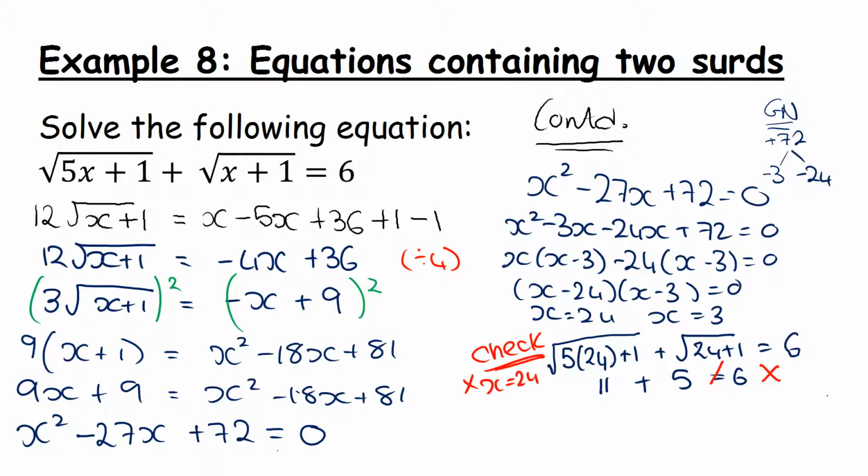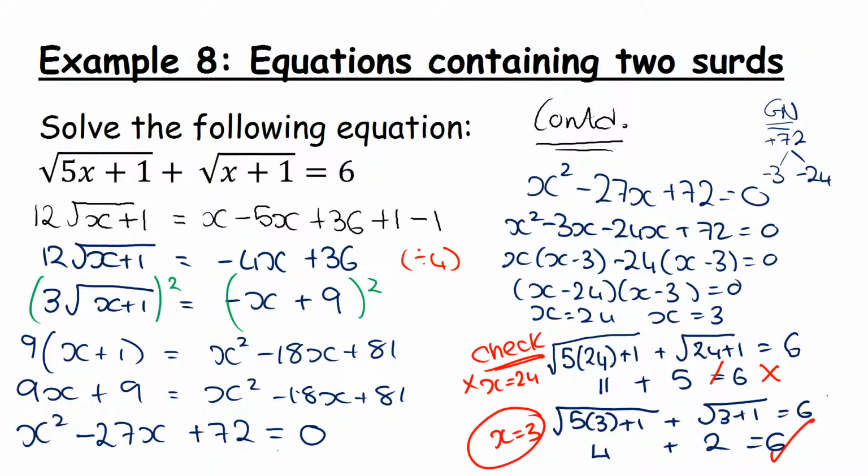Okay, so let's try x equals 3. So the square root of 5 by 3 plus 1, plus the square root of 3 plus 1, equals 6. So 5 3s are 15, plus 1 is 16. Square root of that is 4, and 3 plus 1 is 4. Square root of that is 2, and that equals 6, and that is correct. So the correct solution to this surd equation is just x equals 3.